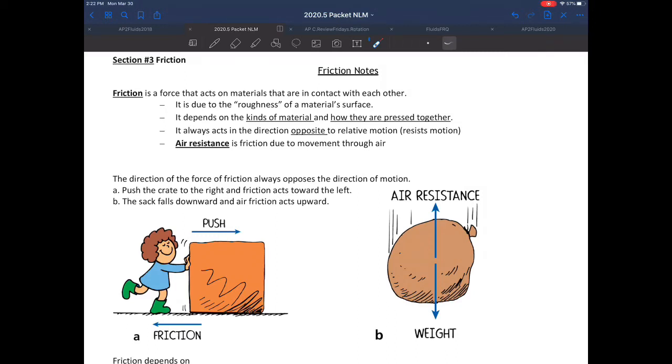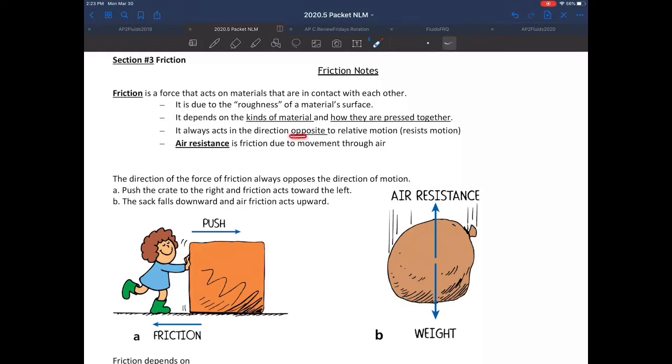In your packet on section 3, we're going to focus on friction. Friction is a force that acts on materials that are in contact with one another. Friction is due to the roughness of the two materials' surfaces. It depends on both the kinds of materials and how hard they're pressed together. So we're talking fridge and kitchen floor, or fridge and rug, and fridge full of food, lots of pressing force, or empty fridge.